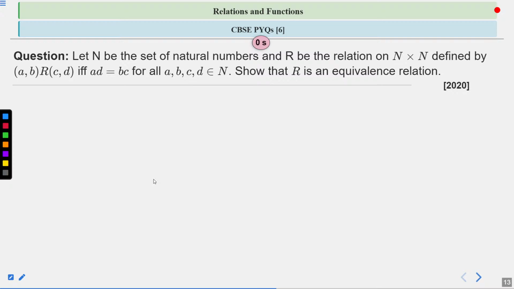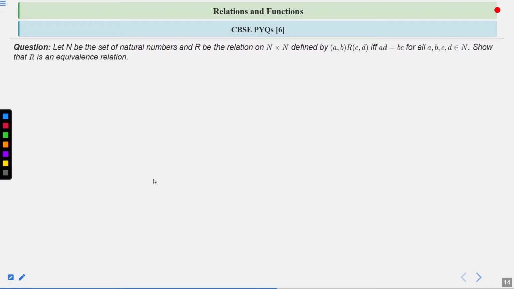Okay, let us move to the solution part. The question was, let N be the set of natural numbers and R be the relation on N × N defined by (a, b) related to (c, d) if and only if ad is equal to bc, for all a, b, c, d belonging to natural numbers. Show that R is an equivalence relation. So let us move to the solution part.